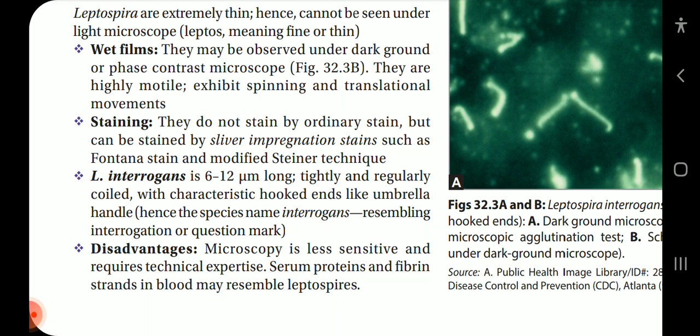They are highly motile, exhibit spinning and translational movements. Staining, they do not stain by ordinary stain but can be stained by silver impregnation stain such as Fontana stain and modified Steiner's technique. Leptospira interrogans is 6 to 12 micrometer long, tightly and regularly coiled with characteristic hooked ends like umbrella handle. Hence the species name is interrogans, resembling interrogation or a question mark. Disadvantages: microscopy is less sensitive and requires technical expertise. Serum proteins and fibrin strands in the blood may resemble leptospires.